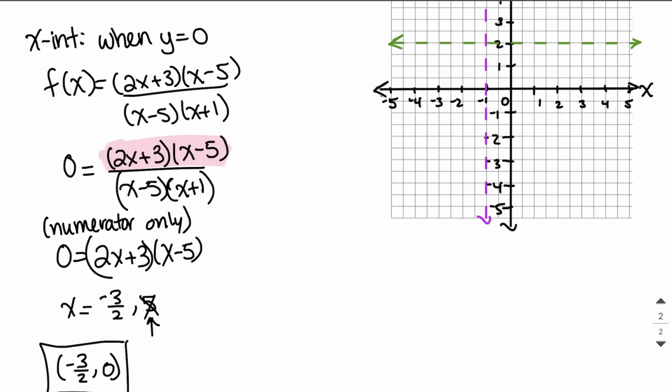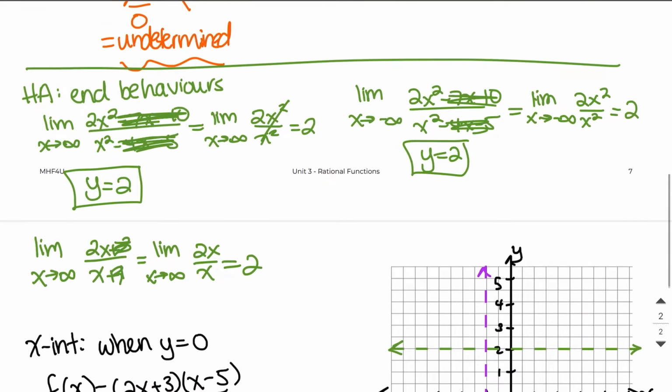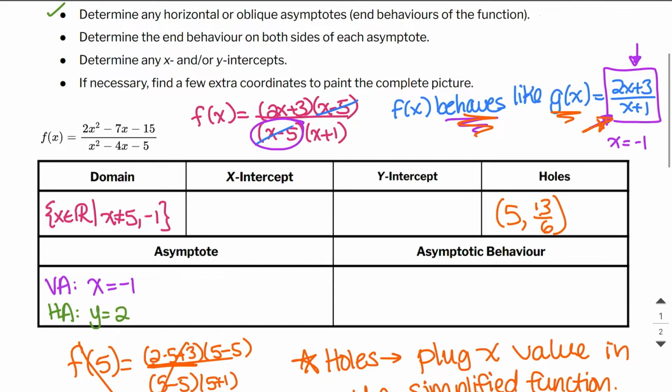Now, just a quick heads up, I did a lot of extra work that I didn't really need to do for this question because here, I could just set this numerator equal to 0. So I could just literally set 2x plus 3 equals 0 and then solve for x there, and that would give me my x-intercept right here. So my x-intercept is (-3/2, 0).